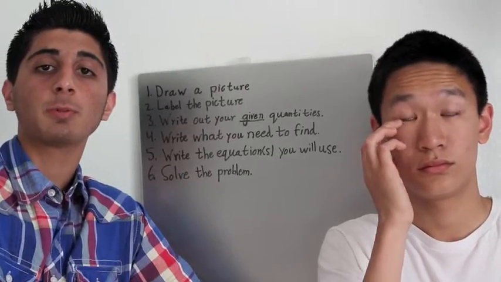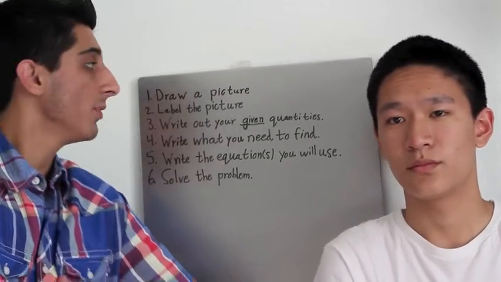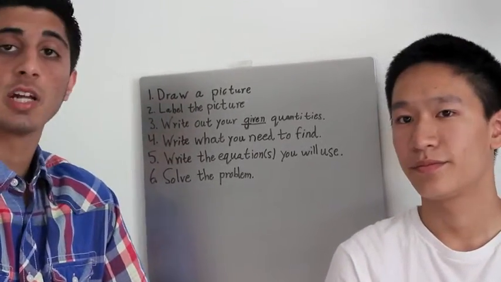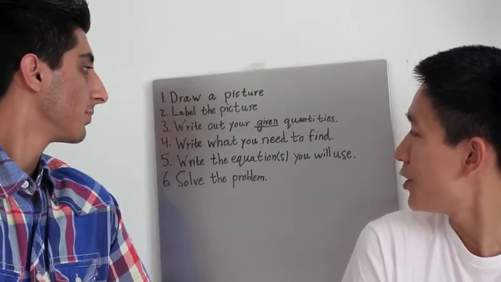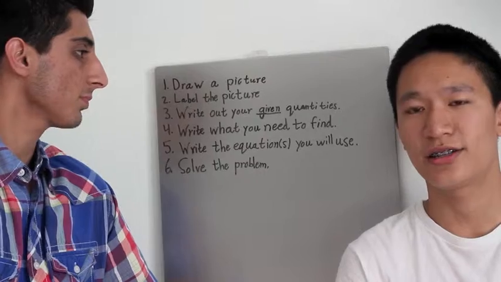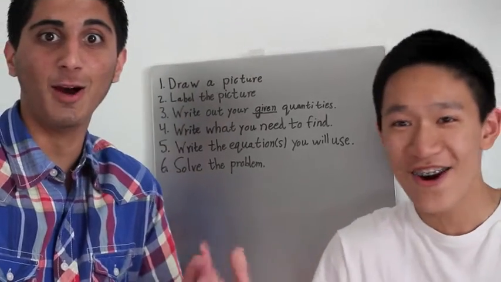Okay, so let me tell you guys about the process of related rates. 1, draw a picture. 2, label the picture. 3, write out your given quantities. 4, write out what you need to find. 5, write out the equations you will use. And 6, solve the problem. Let's do it!